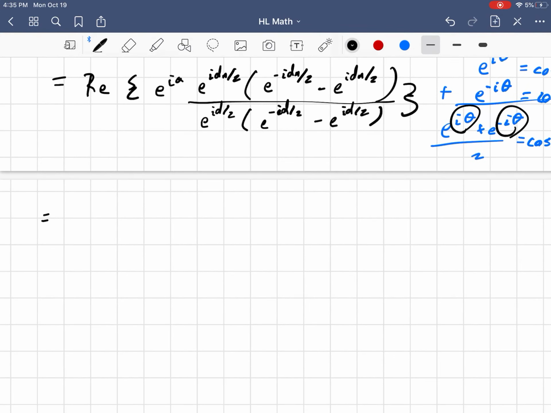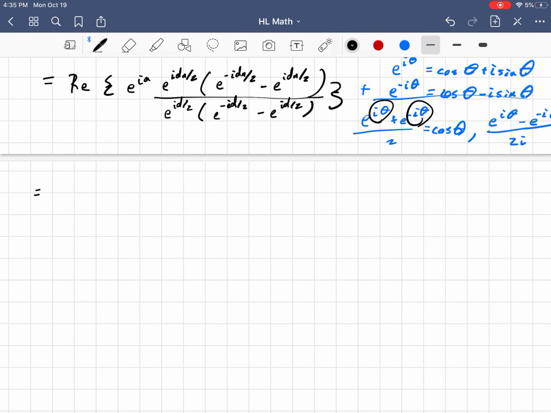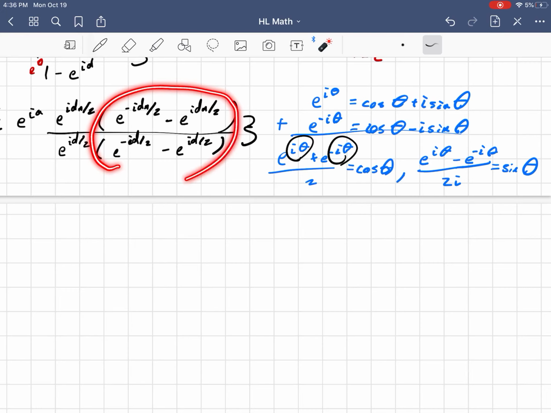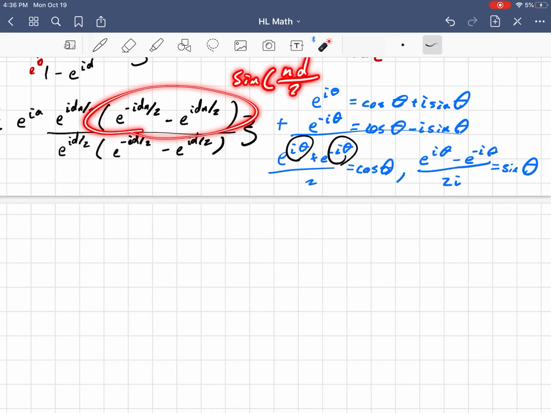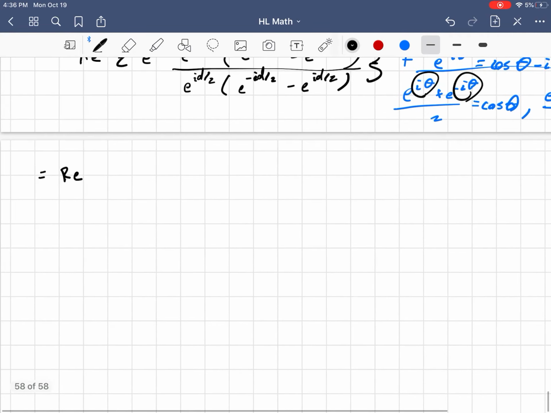Hopefully I'm going to make this as pretty as possible so that you can see it really clearly. You should be able to see already that this first part right here is going to end up being sine of n d over 2 theta. And then this bottom part right here is going to be sine of d over 2 theta. But I'm going to write it more clearly so that you're able to see that.